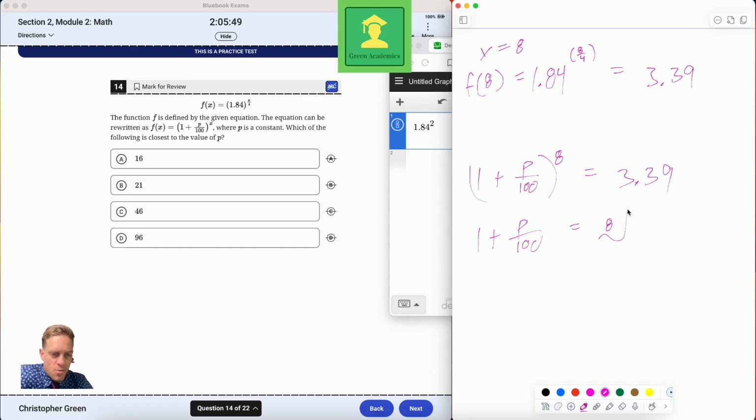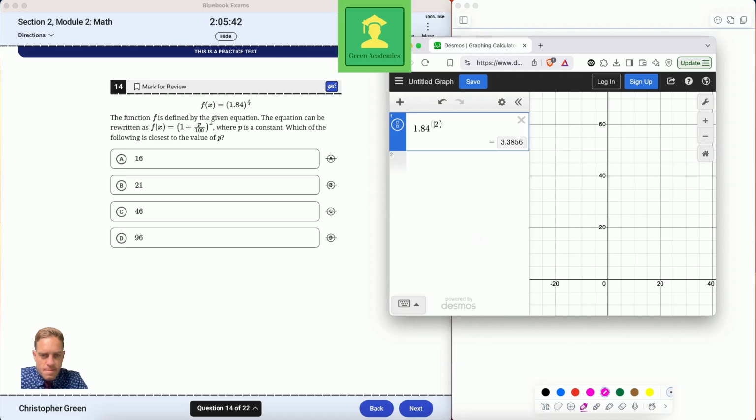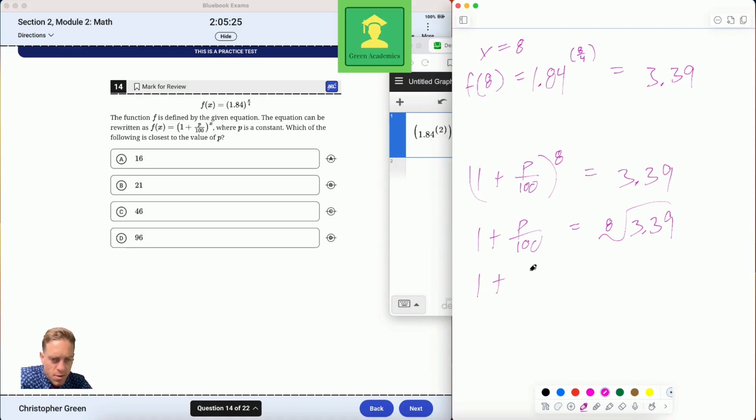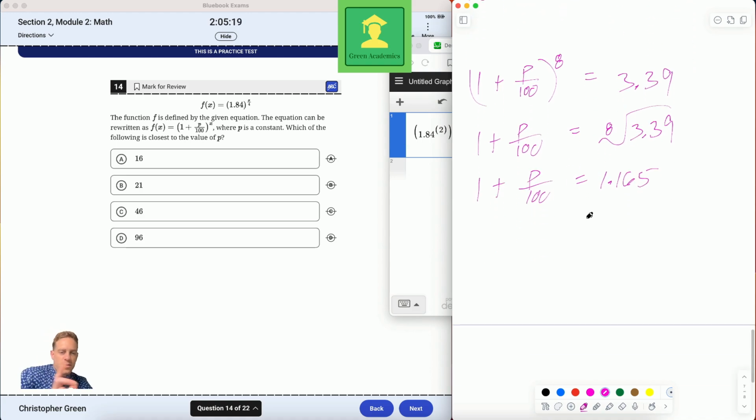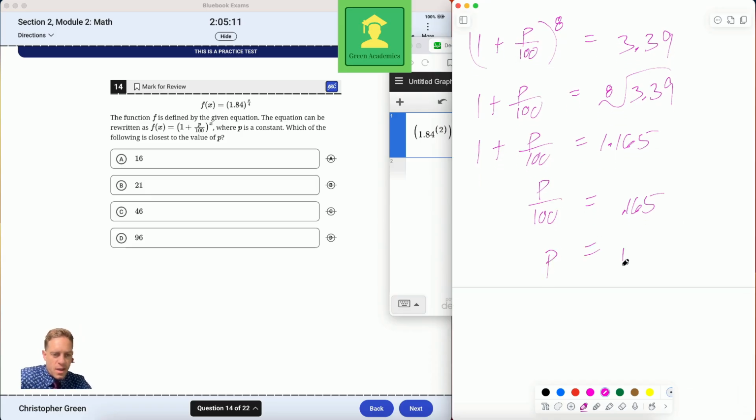So then you'd be the 8th root of this. So I can take the number I have in Desmos and then wrap this in parentheses, and then go to the 1/8 power to take the 8th root. So now I'm looking at 1.165. So 1 plus p over 100 equals 1.165. Then I'm going to subtract the 1, so p over 100 equals 0.165. And then multiply both sides by 100, and you get something like 16.5. So it must be A.